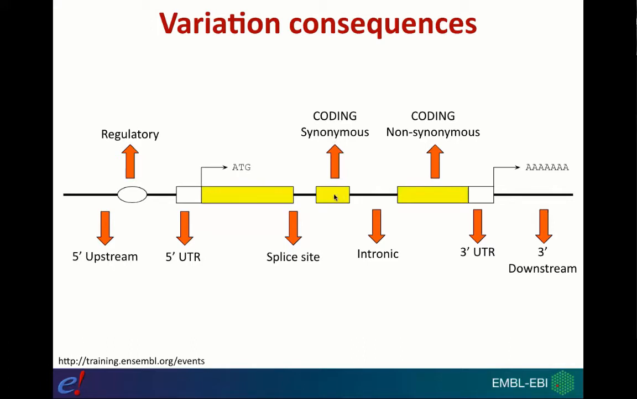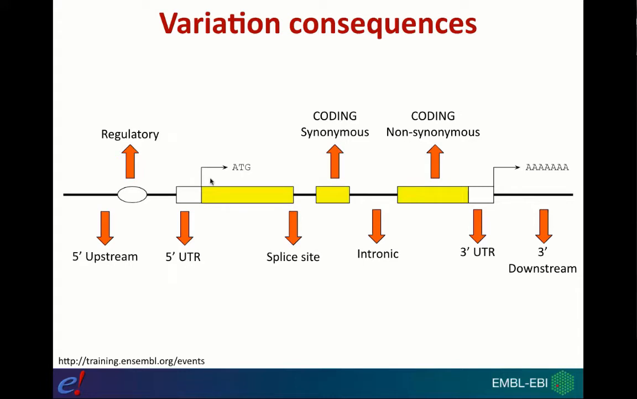So what that means here is that there might be a change in the genome sequence that doesn't result in a change in the encoded protein, the encoded amino acid at that position. So we call that a synonymous coding variant. On the other hand, we might have a change in the genome that does result in a change in the coding sequence, a change in the encoded protein at that position, which is what we call a non-synonymous or a missense variant.